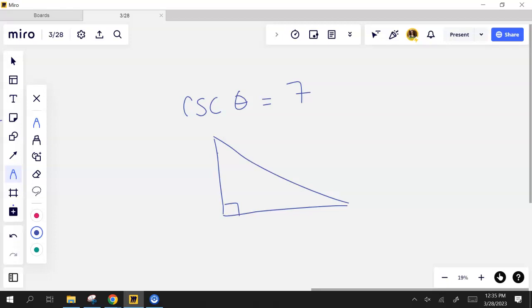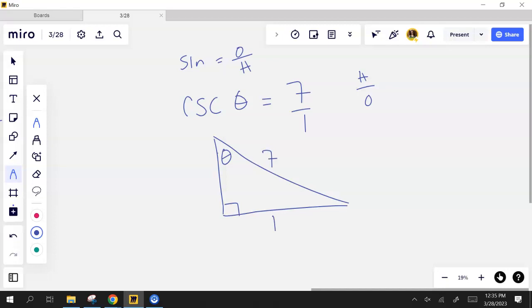Put your theta anywhere, but it can't be the 90-degree angle. It's got to be one of those acute angles. Put it right there. It doesn't matter. Wherever you want to put it is okay. Now, cosecant is actually the flip of what? Sine. They're opposites, right? So if sine is opposite over hypotenuse, then cosecant is hypotenuse over opposite. So I got 7 and 1.